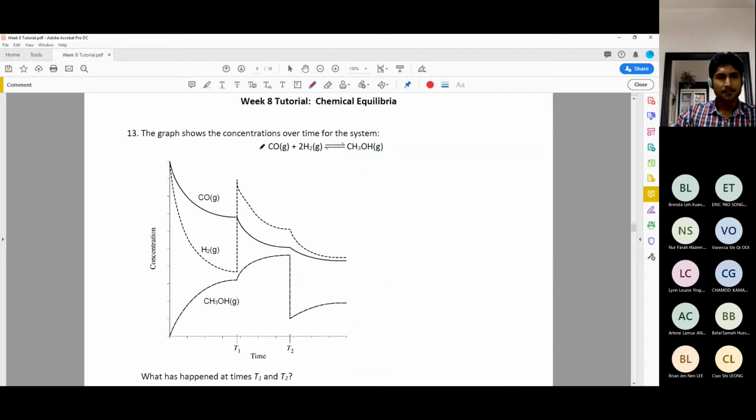Question number 13. The graph shows the concentrations over time for the system: carbon monoxide in gaseous form, hydrogen in gaseous form, and methanol, also gaseous form, right? So carbon monoxide and hydrogen, both gaseous, produce methanol.